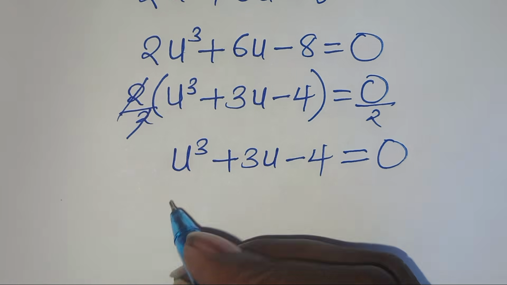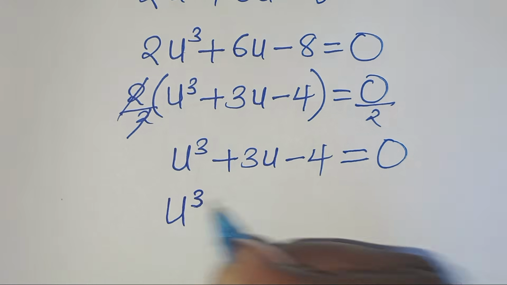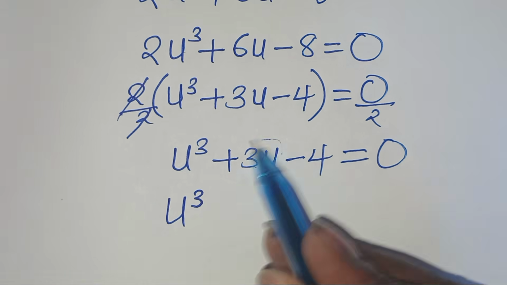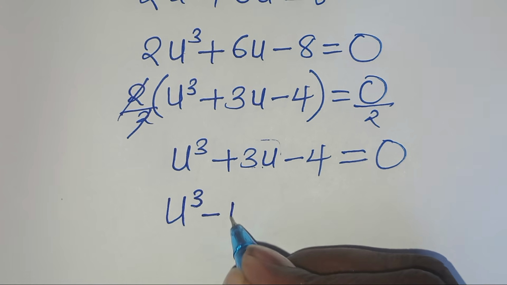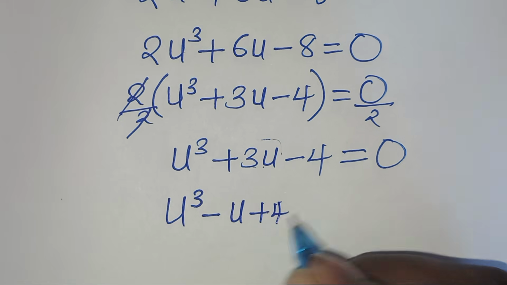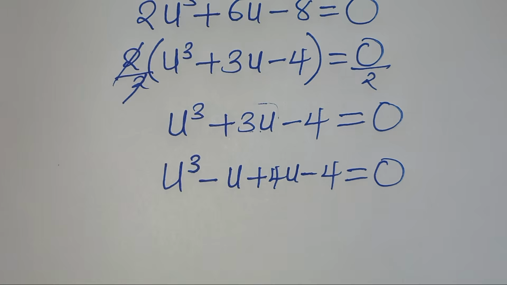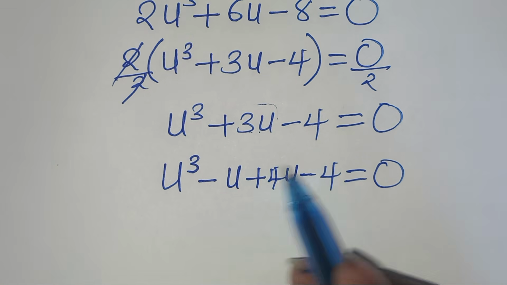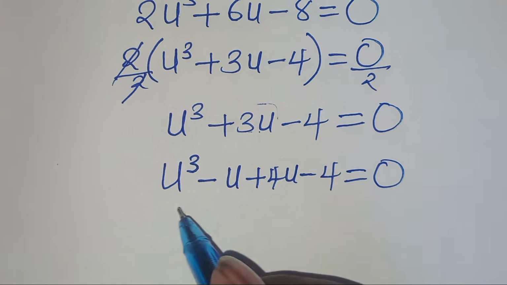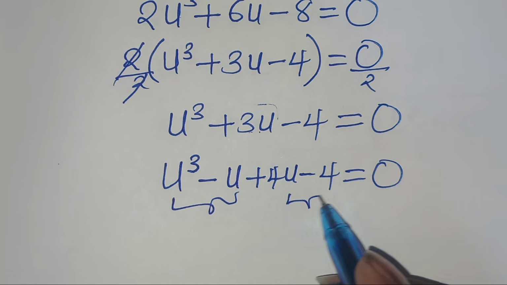The next step is that we have u to the power of 3, plus 3u. We can express this as minus u plus 4u, subtract 4, which is equal to 0. If we say minus u plus 4u, this is 3u.